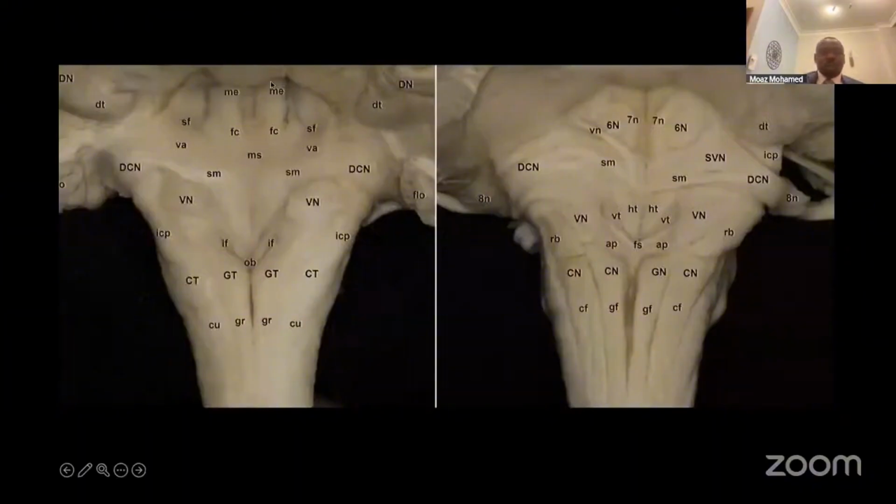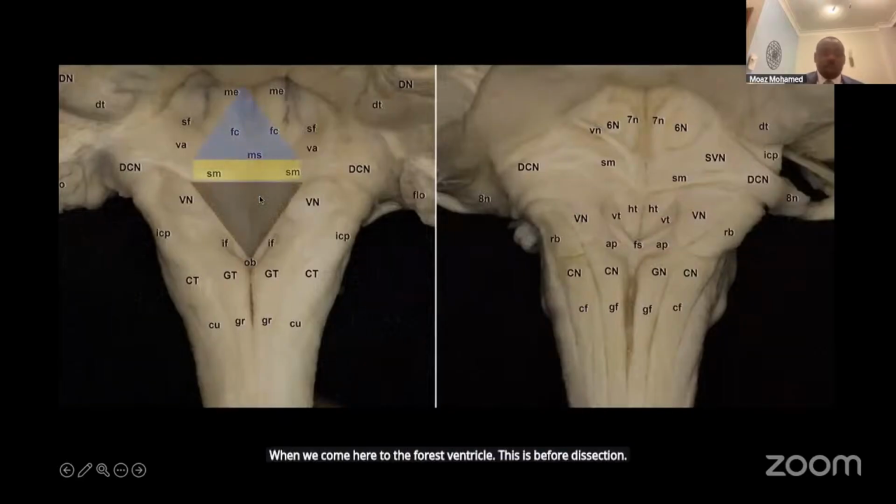When we come here to the fourth ventricle, this is before dissection. As you know, in the fourth ventricle, this area we call the rhomboid fossa. It is divided into two parts. The upper part is formed by the pons, the lower part by the medulla. And here's the intermediate area, where mostly the stria medullaris is located in the fourth ventricle.